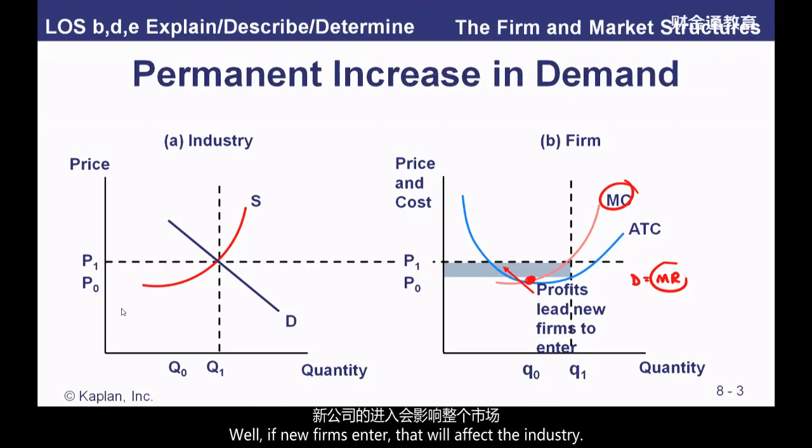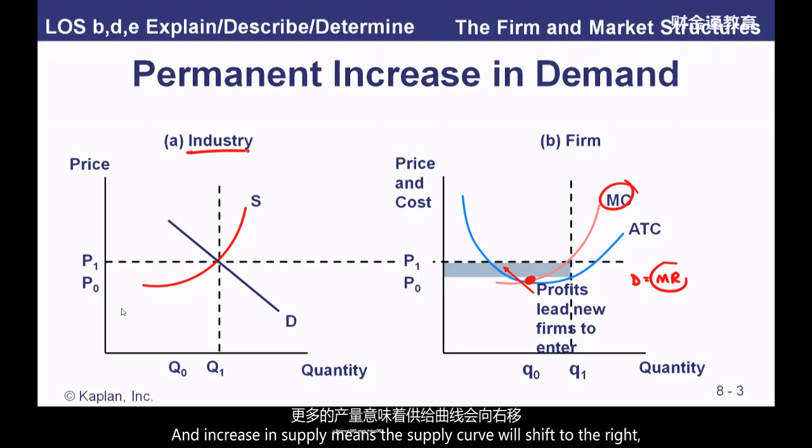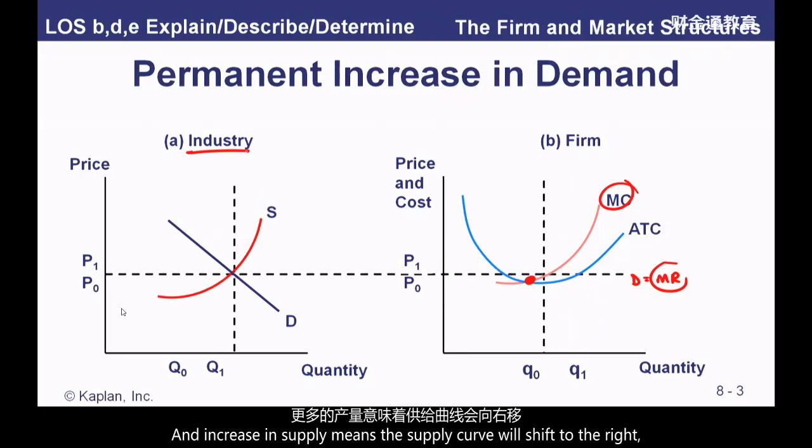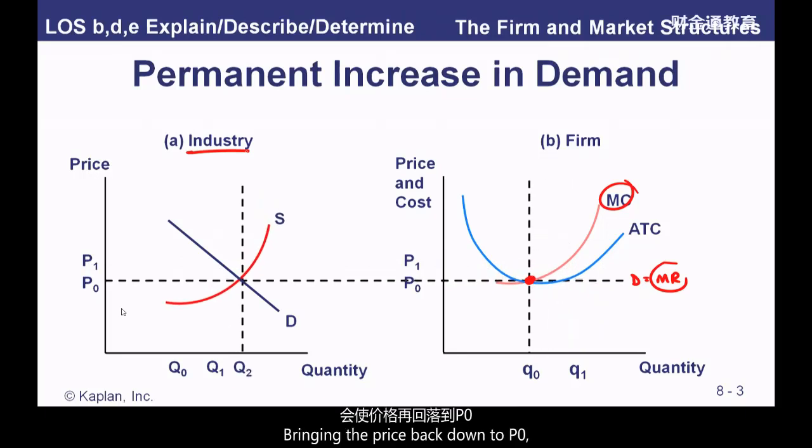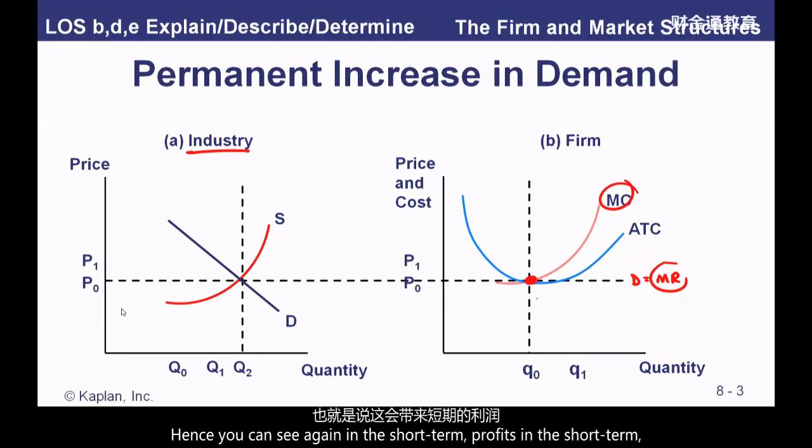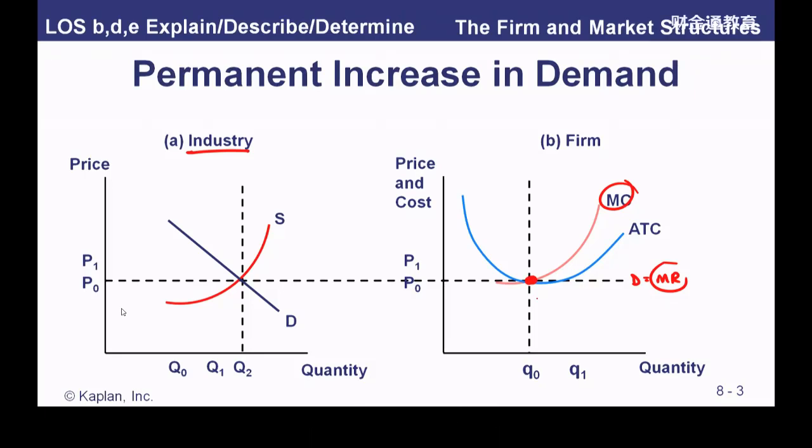Well, if new firms enter, that will affect the industry. More firms means more supply. An increase in supply means the supply curve will shift to the right, bringing the price back down to P0 and wiping those economic profits out. Hence, you can see again, profits in the short term, but not on a permanent basis.